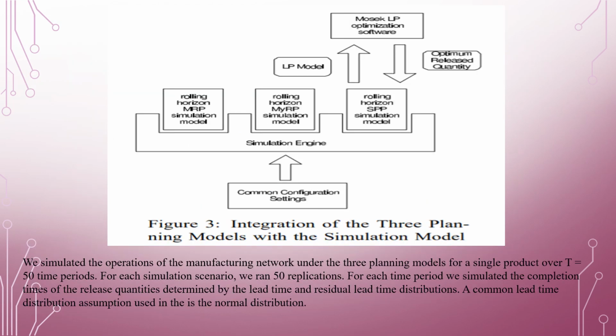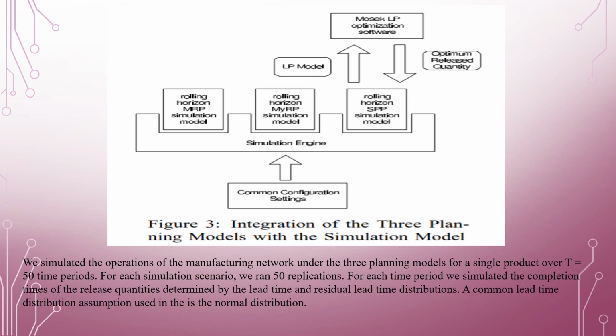We simulate the operations of the manufacturing network under three planning models for a single product over T equals 50 time periods. For each simulation scenario, we run 50 replications. For each time period, we simulated the completion time of the released quantities determined by the lead time and the residual lead time distribution. A common lead time distribution assumption used is the normal distribution.